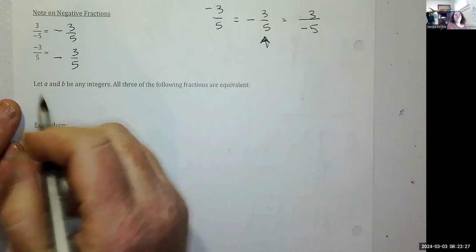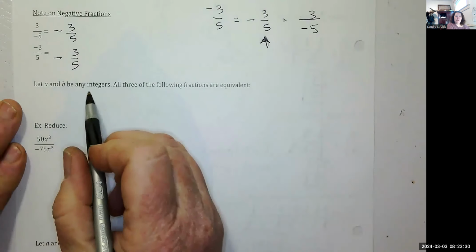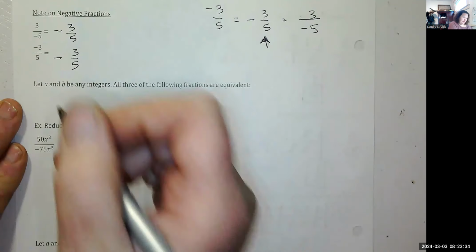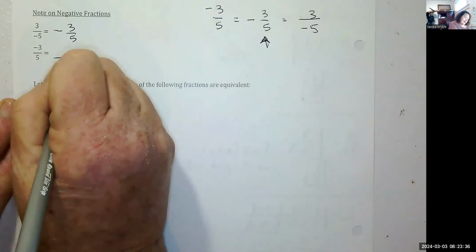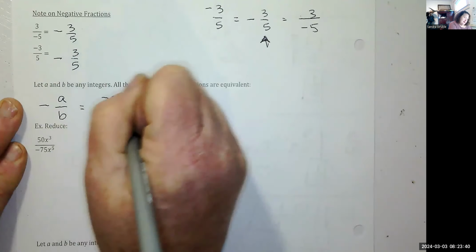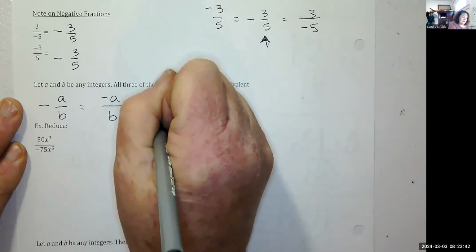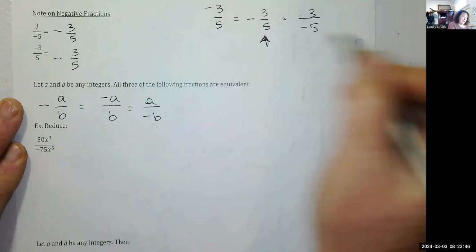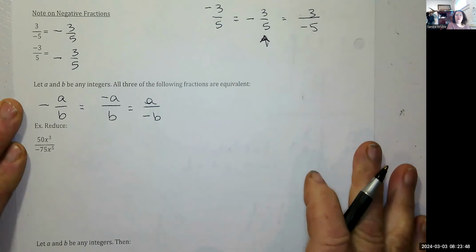All right, so let a and b be any integers. All three of the following fractions are equivalent: -a divided by b is equivalent to a divided by -b. So what I wrote up here is correct. They are all equal.